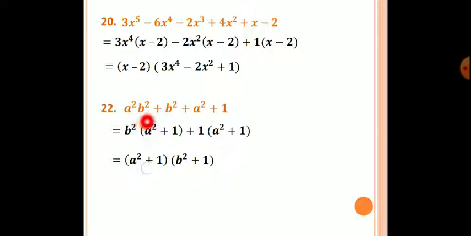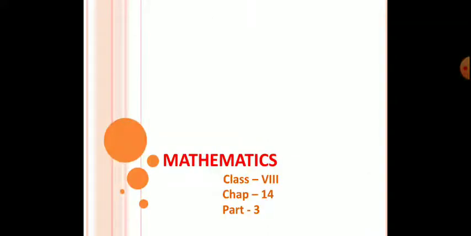Question number 22. a square b square plus b square plus a square plus 1. Again, we'll be taking the first two terms. From the first two terms, we can take b square common. What is remaining is a square plus 1. From the last two terms, we can take plus 1 common, as nothing is common in general. So we can take plus 1 common, and what is remaining is a square plus 1. So one of the factors is a square plus 1, and another factor is b square plus 1.